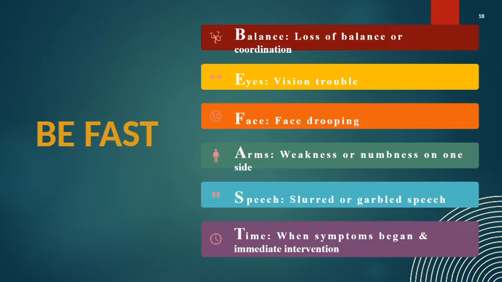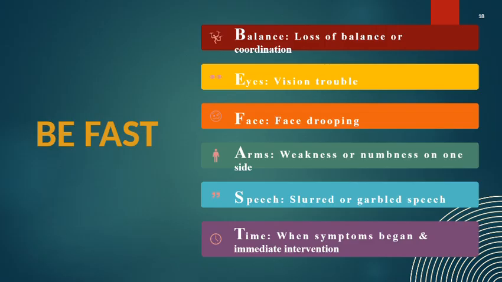The acronym BE-FAST helps us remember the most common stroke warning signs. The B stands for balance. Sudden loss of balance, dizziness, or difficulty walking may indicate problems in the cerebellum or brainstem. Patients may report that they feel like the room is spinning or that they cannot coordinate their movements. This is especially important because posterior strokes can be subtle and are often missed.